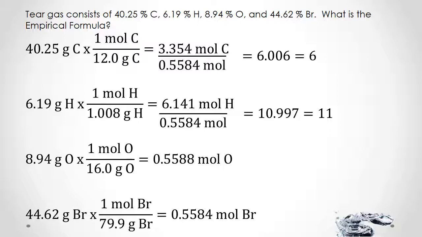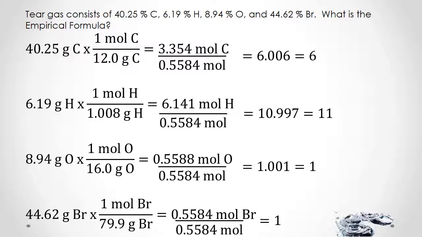When we look at oxygen, we're going to take 0.5588 moles of oxygen and divide it by 0.5584, and that's going to give us 1.001. In this case, we're just going to go ahead and round to 1. Finally, when I take the 0.5584 moles of bromine divided by 0.5584, I'm going to get 1.